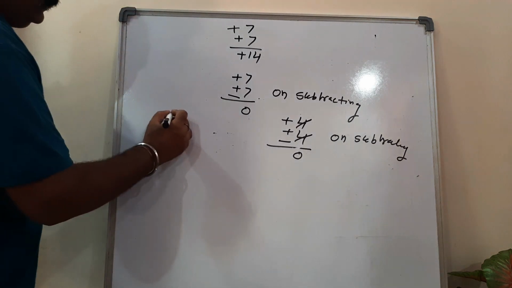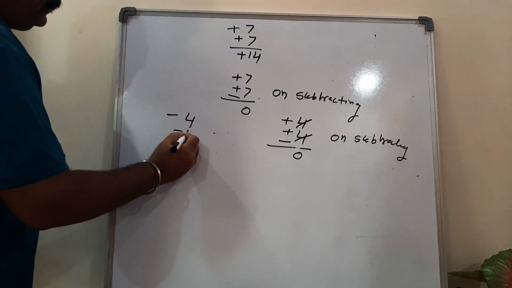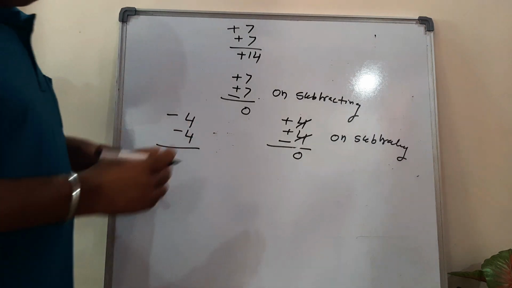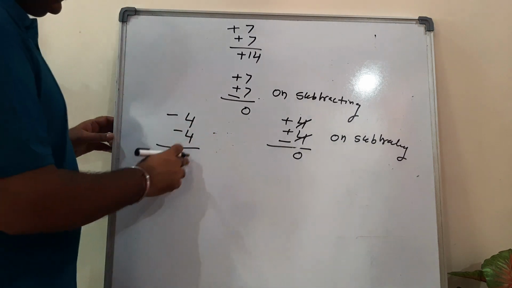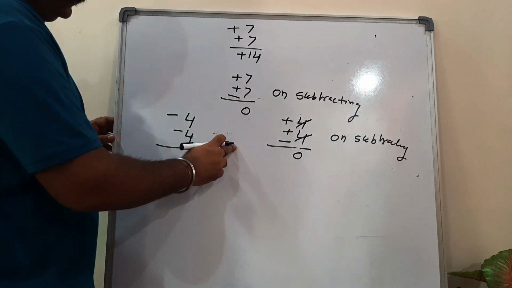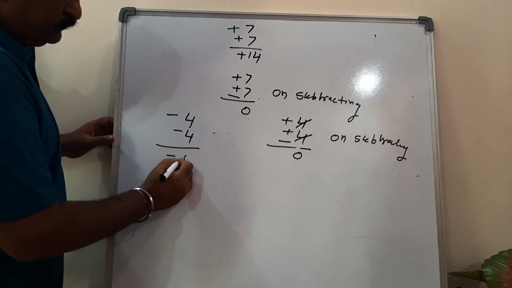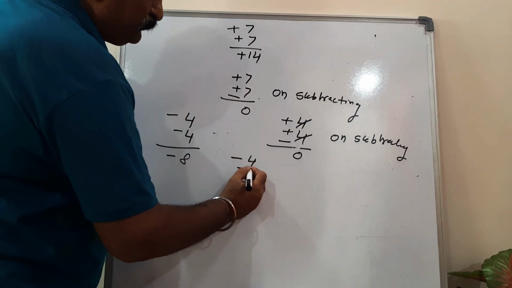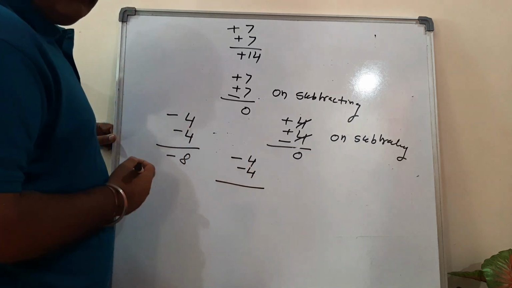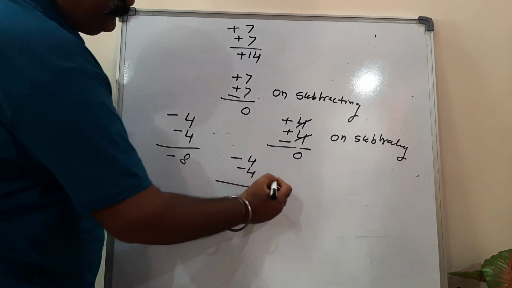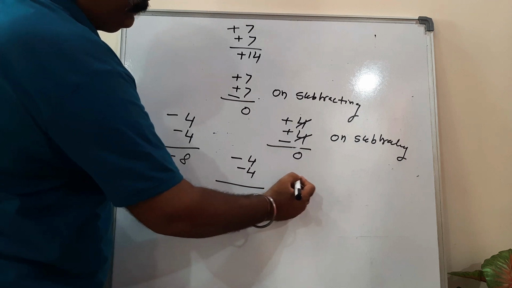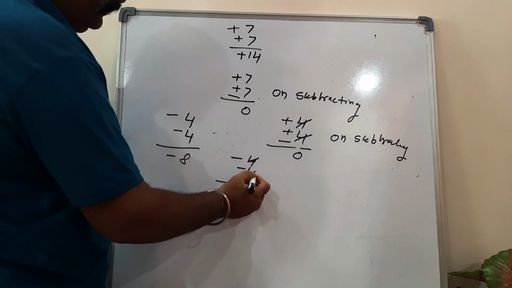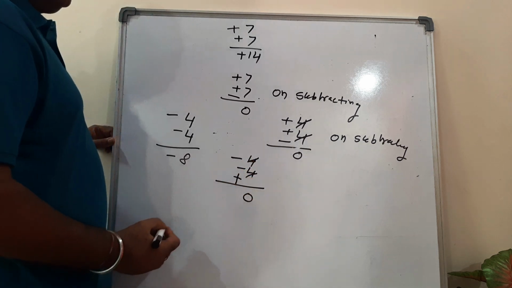Now again, suppose you are getting here minus 4 and minus 4, and you write on adding. Minus 4 and minus 4 becomes minus 8. But if I want to cancel it, minus 4 and minus 4, what will you do? Just write here on subtracting, and minus becomes plus. Then plus 4 and minus 4 becomes 0.